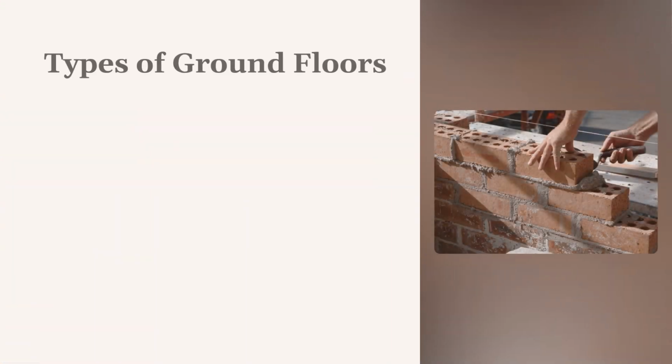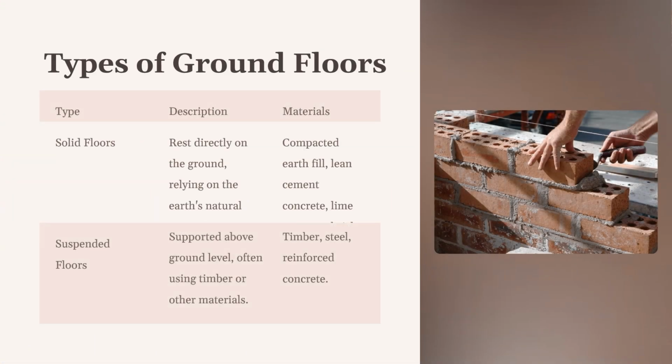Now, looking into the types, ground floors can either rest directly on the ground or be supported a bit above it. Those directly on the ground are called solid floors, while those supported above ground are known as suspended floors, often made of timber. For solid ground floors, the base typically includes layers like compacted earth fill, followed by materials like lean cement concrete or lime concrete, and sometimes cement concrete or bricks for added rigidity. Whereas in suspended floors, timber, steel and reinforced concrete are generally used.